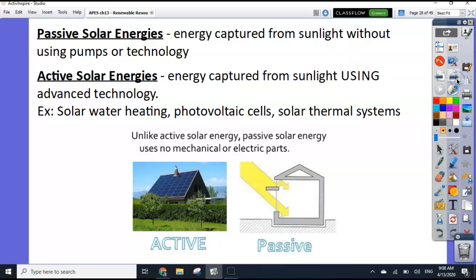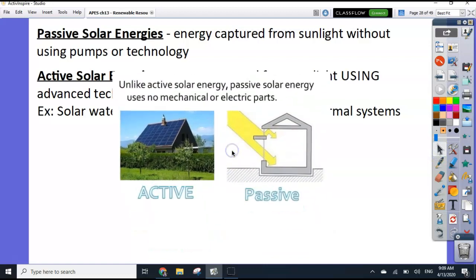All right, so now we're going to talk about solar energy, okay? So they usually like to ask about passive versus active solar. So there are 2 types of solar energy, okay? The first one is passive. Passive, if I'm a very passive person, it means, oh, I'm not going to get in anybody's way. I'm just kind of going with the flow, okay?